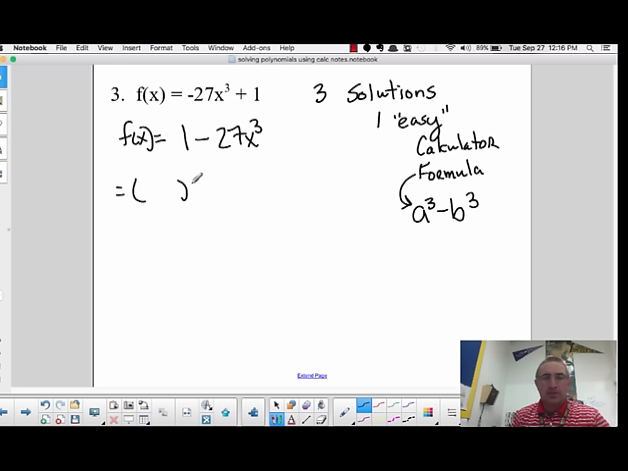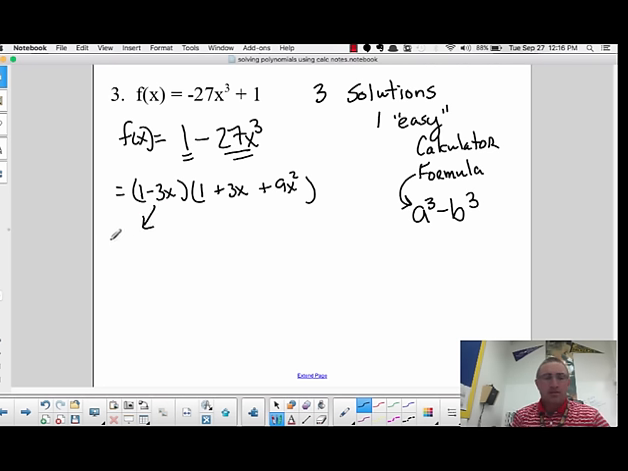It is a binomial times a trinomial. It is a minus b, the cube roots of these 2 values. The cube root of 1 is 1. The cube root of 27x cubed is 3x. Then it's a squared plus 3x times 1 plus b squared. So notice, now I have a linear term and a quadratic.